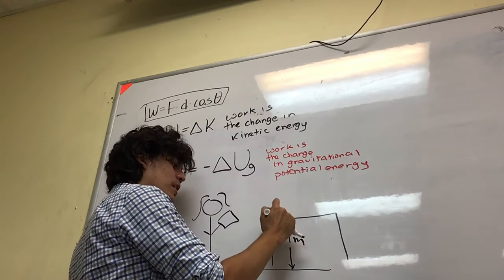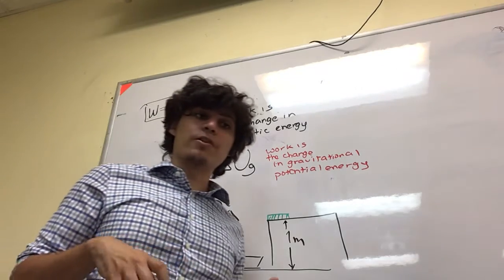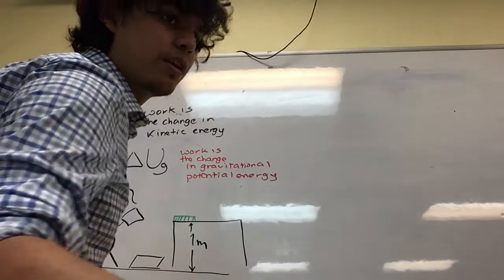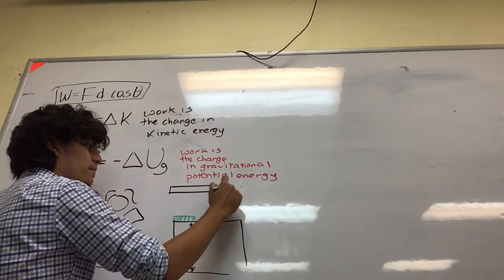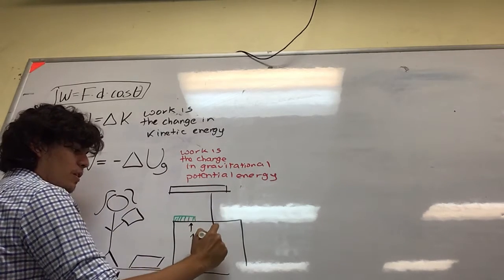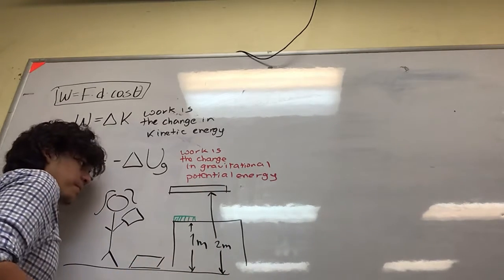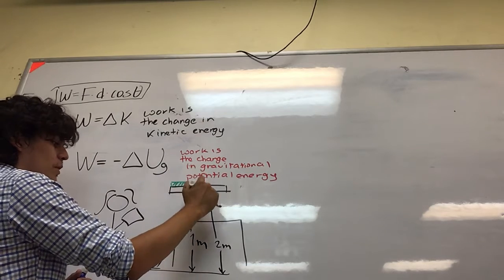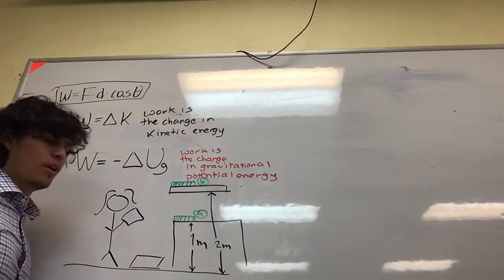And then for some reason she decides that she doesn't like it there on her desk, so she's going to lift it higher than the desk because her desk has too many things on it. And so she's going to put it on a shelf up here, which is 2 meters above the floor. We'll call this position A, and we'll call this position B.